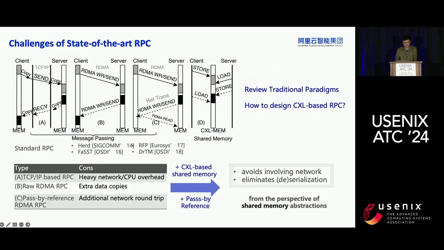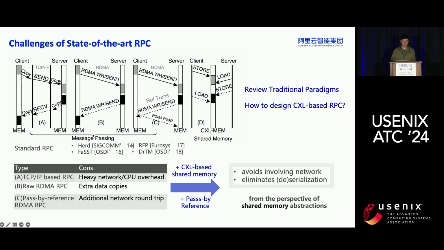SOTA. RPC adopts message passing. The heavy network stacks of TCP RPC always cause high CPU overhead. Lots of research works explore RDMA to implement RPC to enhance performance. Those RDMA-based works can be divided into the raw RDMA RPC and pass by reference RPC.